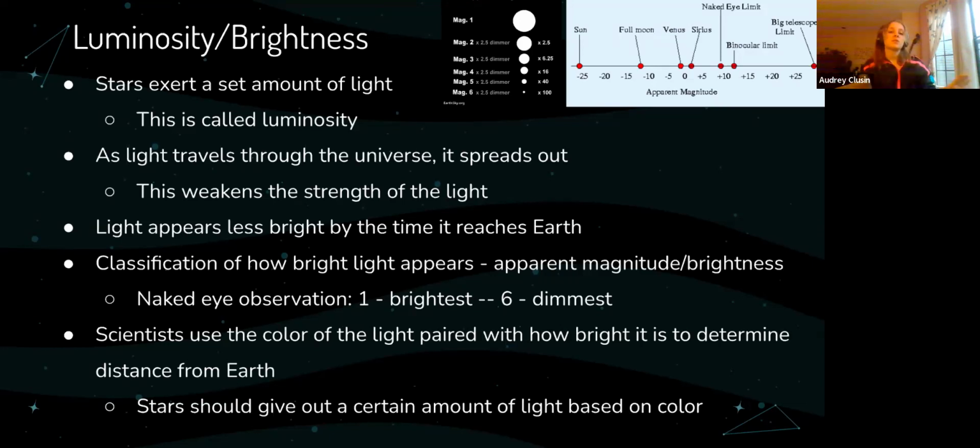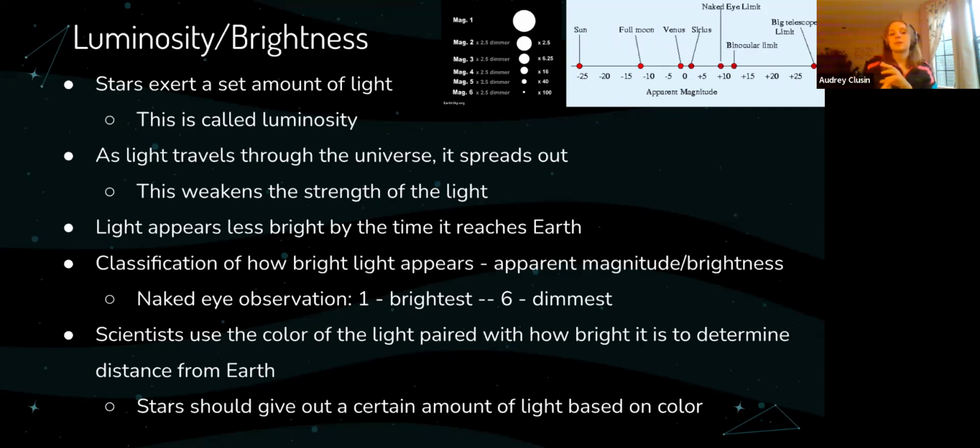But as light travels through the universe, it spreads out and it gets dimmer. It gets a lot weaker. So by the time light hits us, it appears a lot less bright. Because we are located on Earth and our perspective is from that of Earth, we classify how bright a light appears in apparent magnitude and brightness.